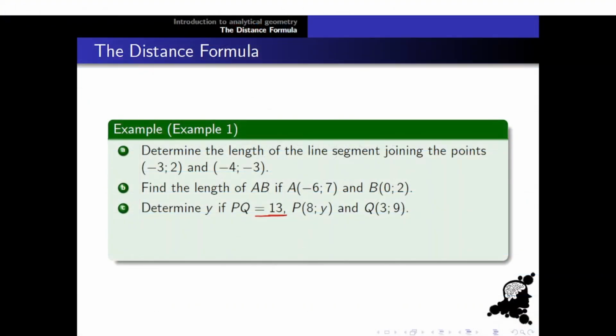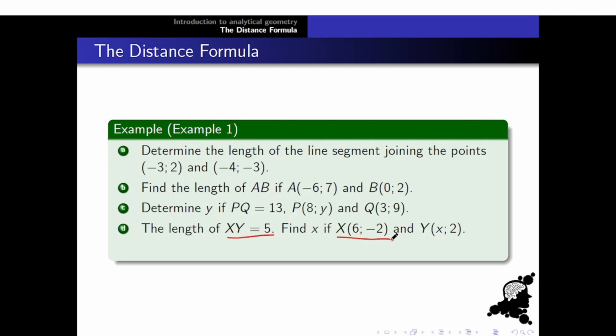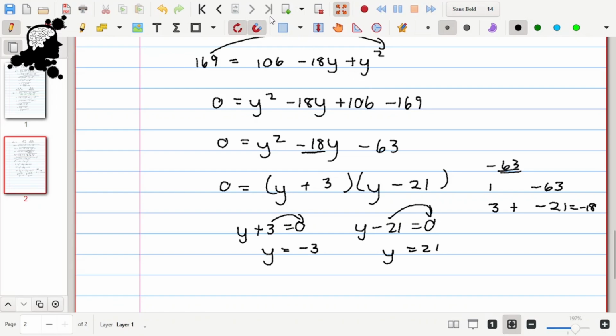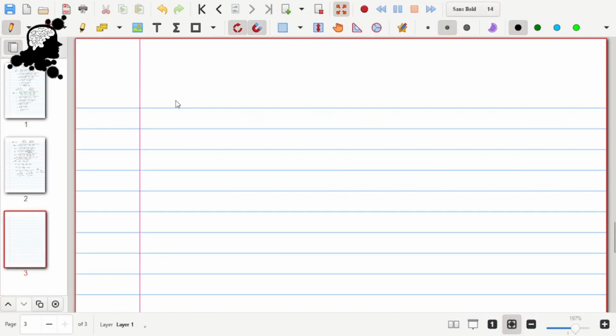Let's look at the next question. Once again, in the next question, we're given the length of xy as 5. And the question says to us, we need to find the value of x. If the coordinate of capital X is 6 and minus 2, y would be x and 2. So let's go back to our writing pattern. Let's have a look at this again. So the first thing we are told is that xy is equal to 5. We are given the coordinates of x, which are 6 and minus 2. We are given the coordinates of y, which are x and 2.